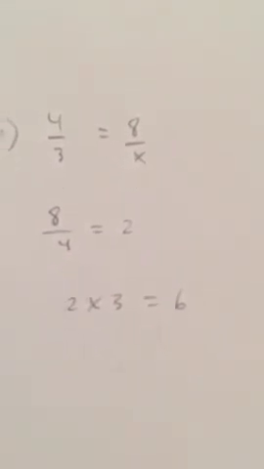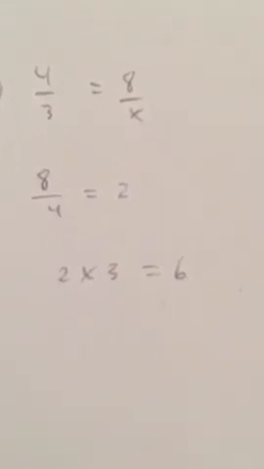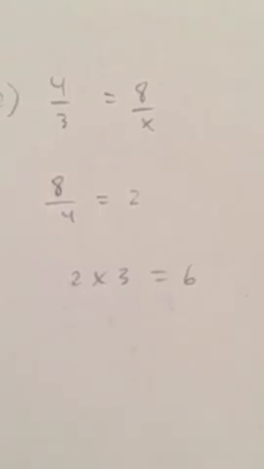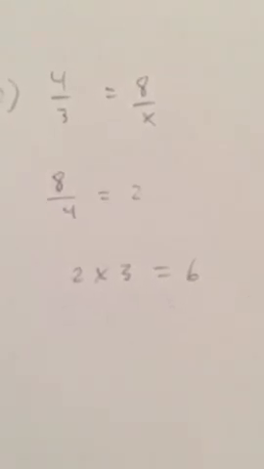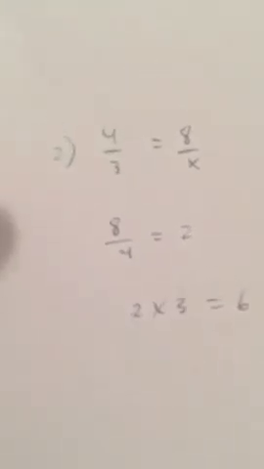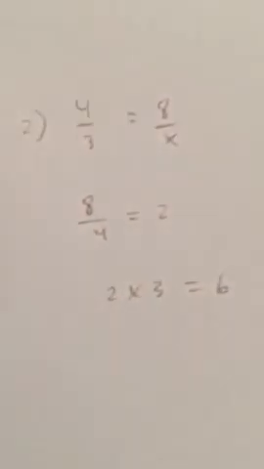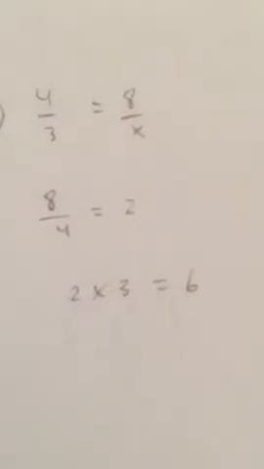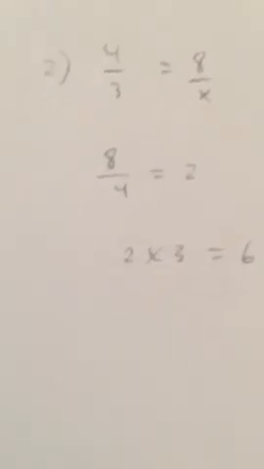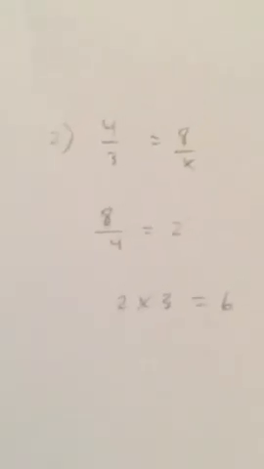Alright, let's go to one more example. 4/3 is equal to 8 over x. 8 divided by 4 equals 2, and now we know that from this side to this side it's getting bigger because 4 to 8 is doubled. So 3 doubled is 6, because 2 times 3 is 6. So there you go, 4/3 is equal to 8/6.